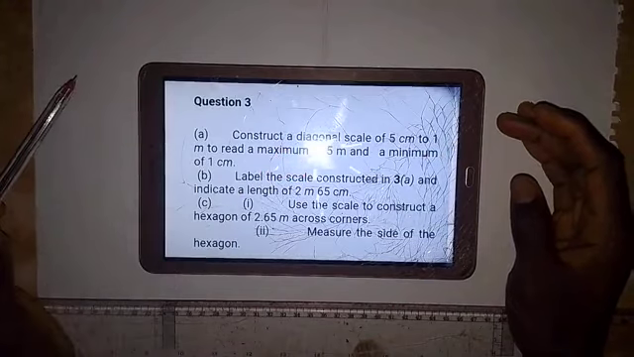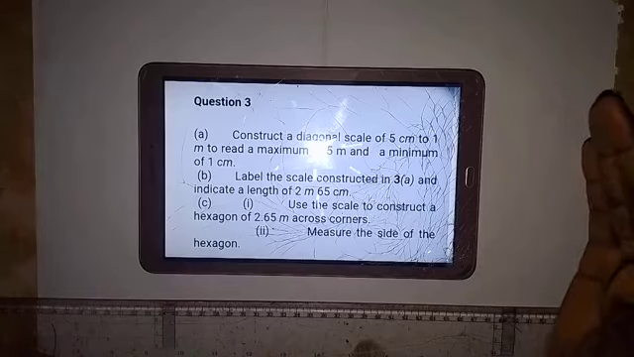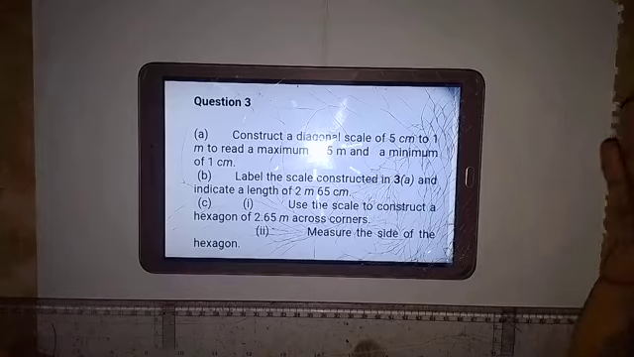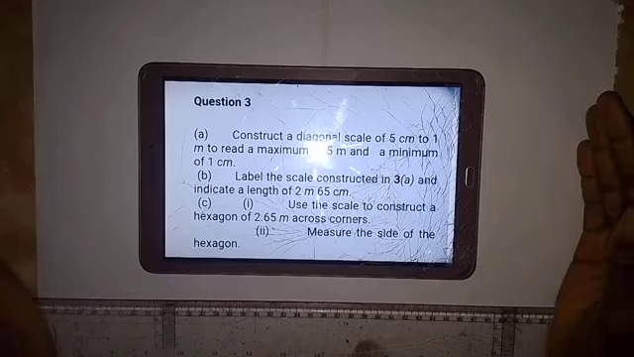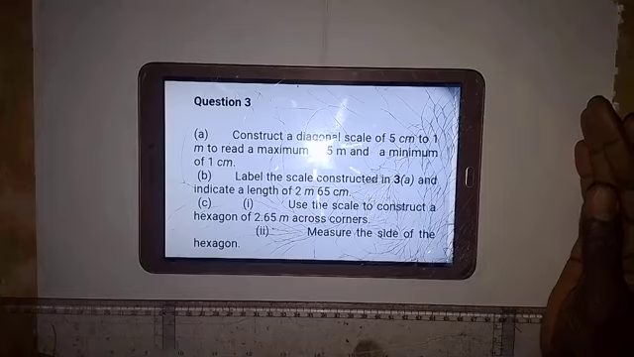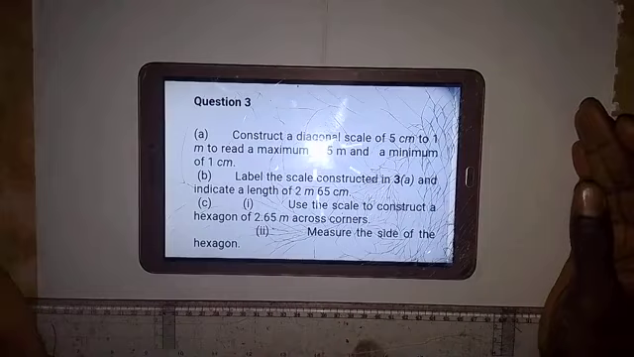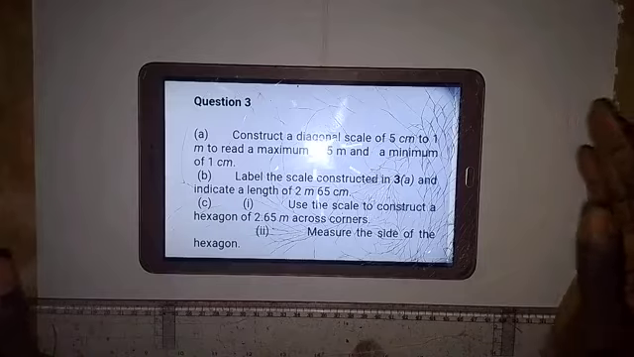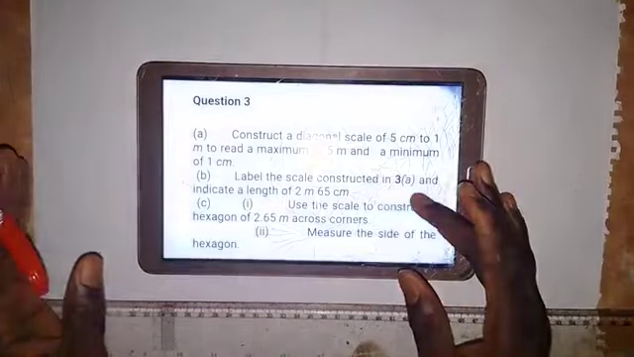So what does that imply? The length of scale is 5 centimeters times 5. If 5 centimeters is representing 1 meter, the length of scale will be 5 centimeters times 5, which will give us 25 centimeters. That is the length of scale. So that's the first thing that we are going to make use of. Let's start and see how this construction can be done.